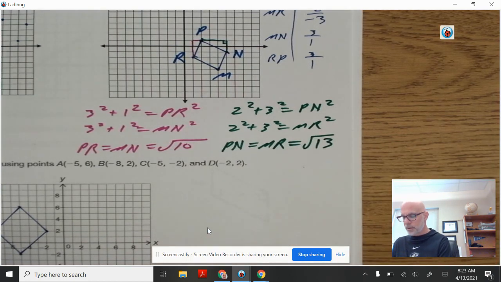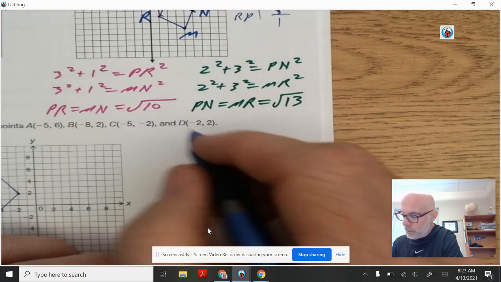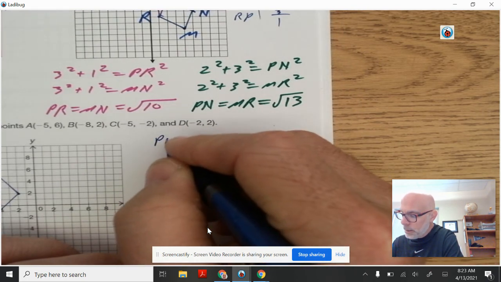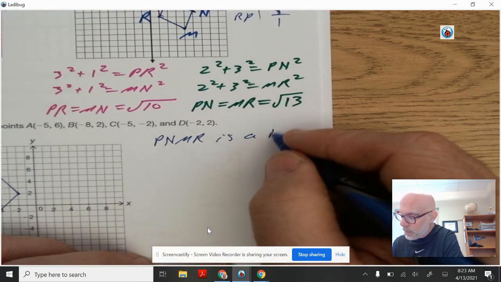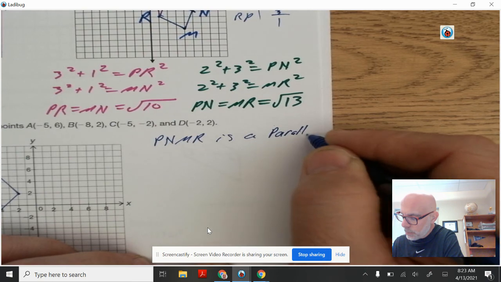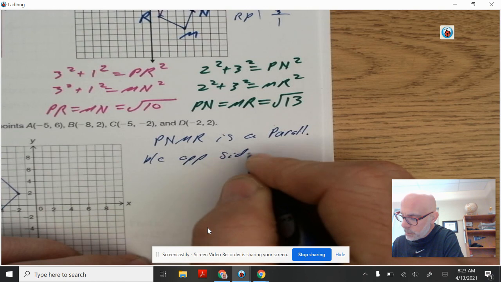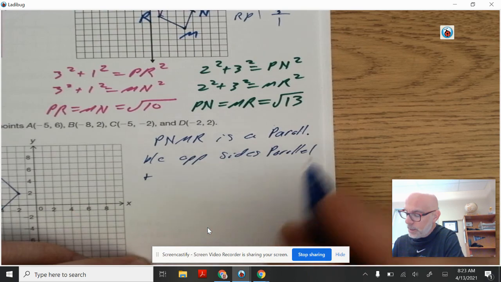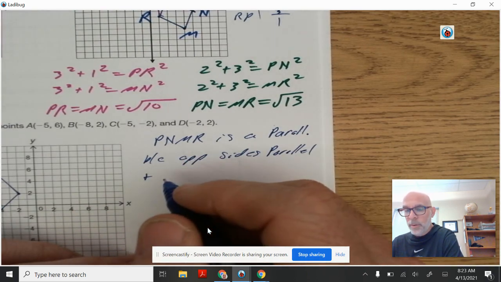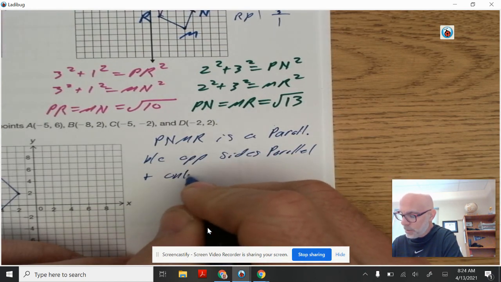So right now, this verifies for me what I'm going to have to write in a sentence. I'm bleeding down here to the next problem. PNMR is a parallelogram because opposite sides are parallel, and we should say that not all 4 sides are the same, only opposite sides are congruent.